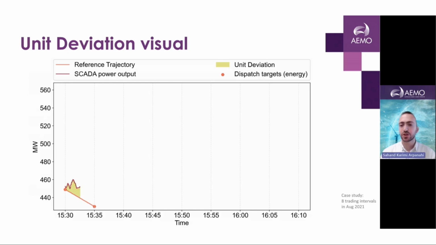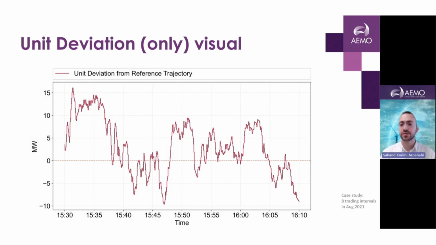In this figure, we are showing power output of the unit and its deviations in addition to its reference trajectory. As you can see, the deviations are simply the difference between the reference trajectory of the unit and its SCADA power output. Finally, this figure shows only the deviations from the trajectory. This data is used later for calculating the performance of the unit.